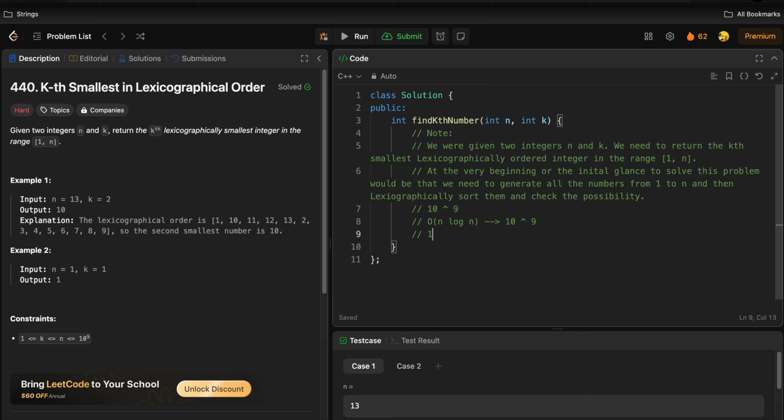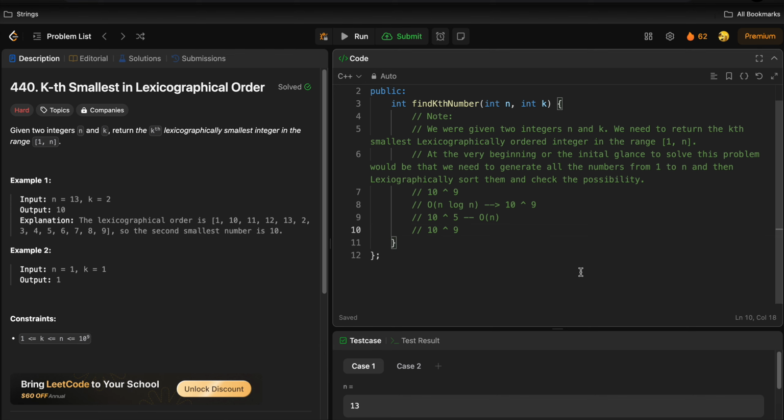Let me help you with understanding how this works. If our input constraints are of the order of 10 to the power of 5, then O(n) would work fine. But if it's greater than 10 to the power of 5, then we need to fit our solution within O(log n), or log n squared, or something like that. So the idea here is fairly simple.